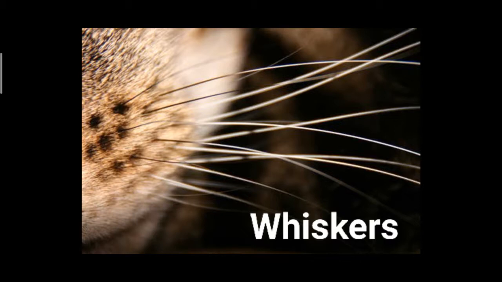Have you seen these type of hairs in any animal? These hairs are called whiskers. These whiskers are one of the sense organs of some of the animals. These whiskers help them to understand whether any animal is coming near to them or not. So these hairs help them to sense the movement of other animals.